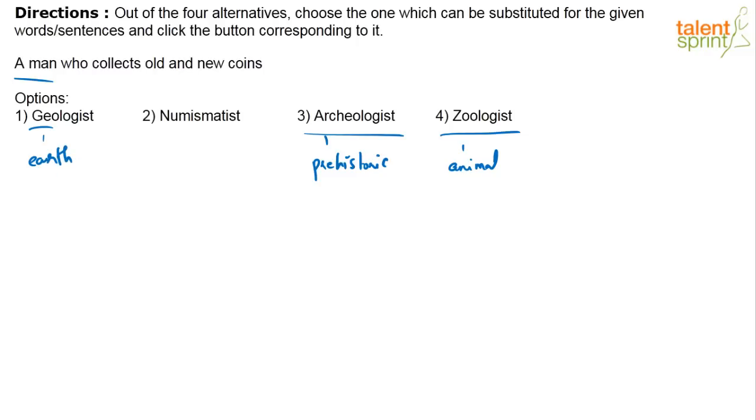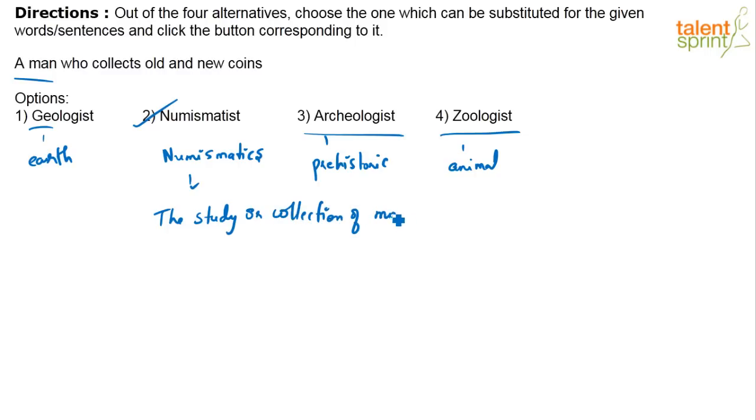Obviously, the only thing that is standing out is numismatist. Numismatist is a man who collects old and new coins. Likewise, this word itself can have different forms. Numismatics means what? The study or collection of coins, right?